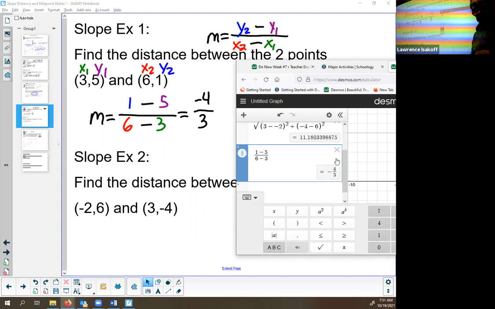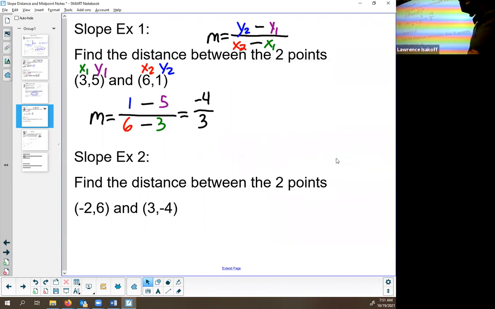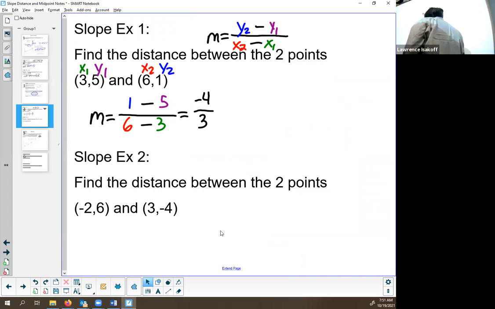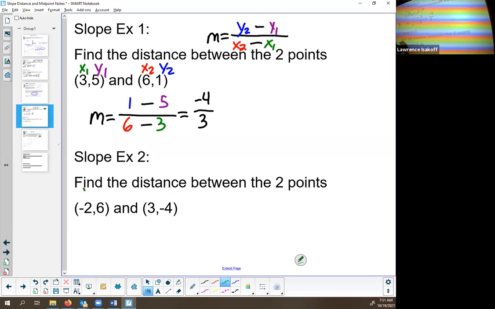Any questions about that one? Let's take a look at the second slope problem. So again, I'm going to label my points x1, y1, and that is x2, y2.